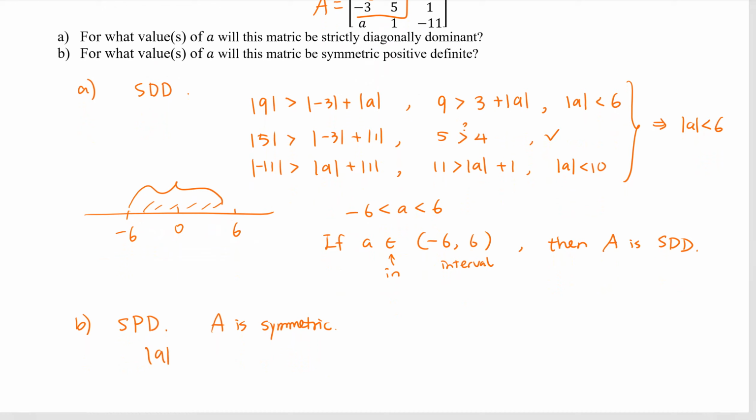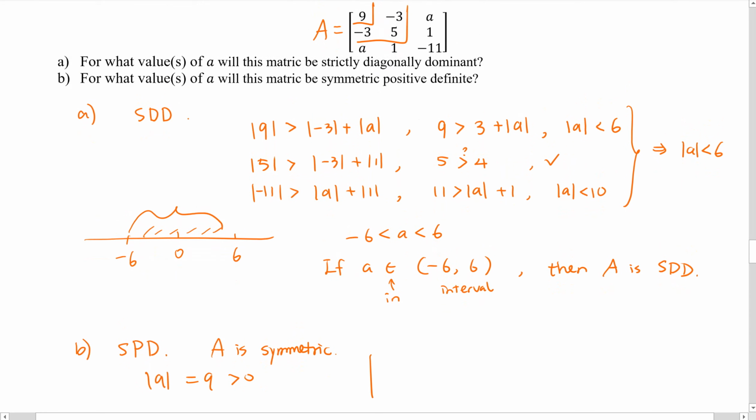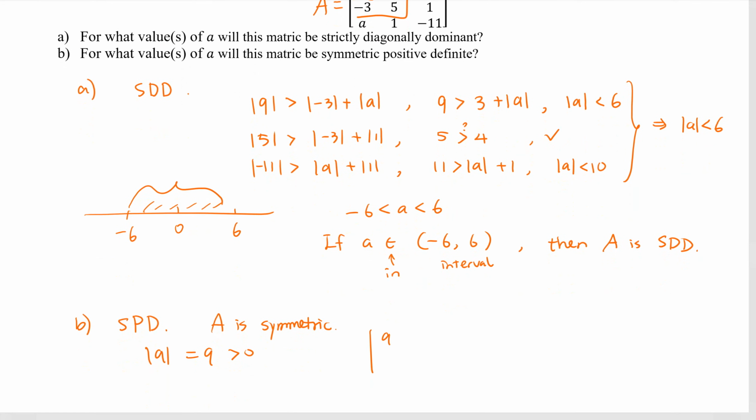So first one, 9 is positive, good. Next we have [9, -3; -3, 5]. What's the determinant? 9 times 5 minus negative 3 times negative 3. 9 times 5 is 45. Negative 3 times negative 3 is 9. So that is 36, right? And 36 is positive.